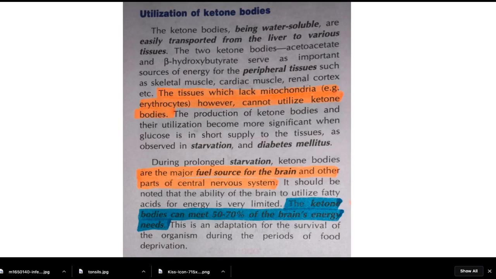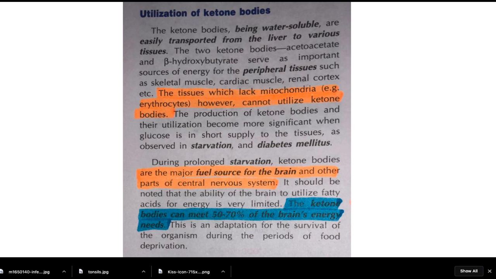So how does the utilization of ketone bodies take place? Ketone bodies, being water soluble, are easily transported from the liver to various tissues. The two ketone bodies, acetoacetate and beta hydroxybutyrate, serve as an immediate source of energy for the peripheral tissues such as skeletal muscle, cardiac muscle, and renal cortex. The tissues which lack mitochondria, however, cannot utilize ketone bodies. The water soluble ketone bodies are the two we have already discussed: acetoacetate and beta hydroxybutyrate.